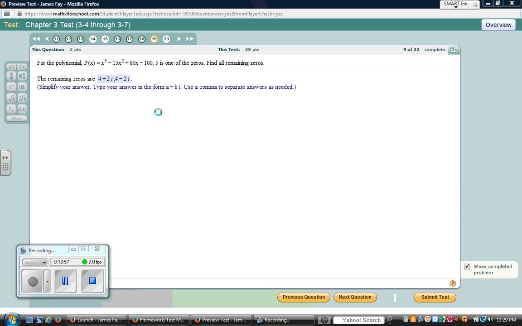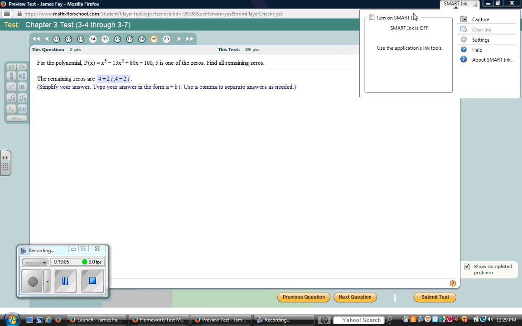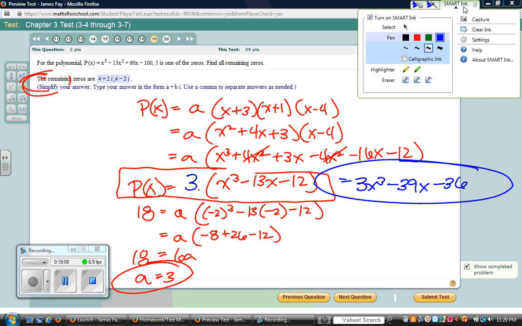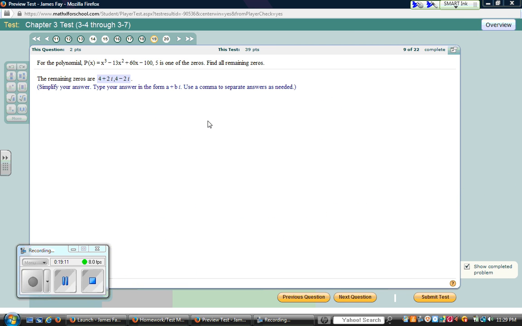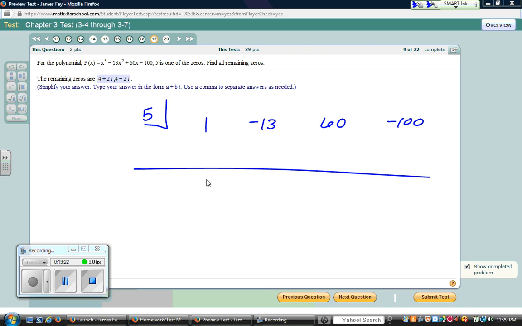Okay, so for the following polynomial, 5 is a 0, find the remaining zeros. Here we're going to do some synthetic division. One, negative 13, 60, and negative 100. I know 5 is a 0, so I'll put 5 there. Bring my 1 down, give me 5. Negative 8 gives me negative 40, so there's 20, there's 100, so there's 0.